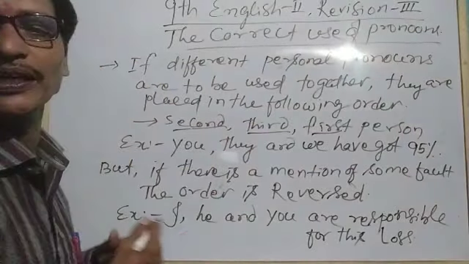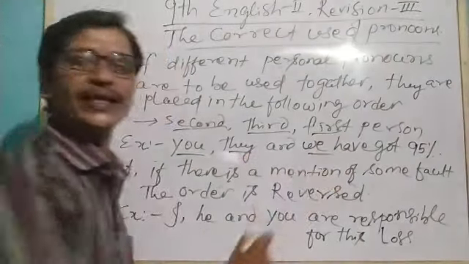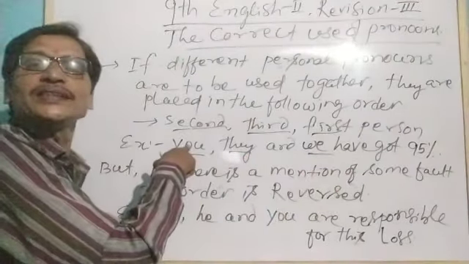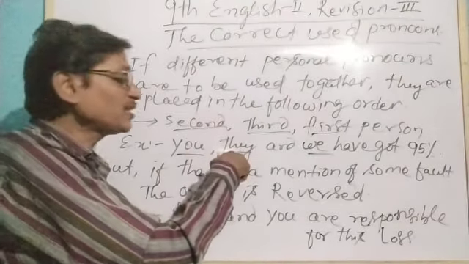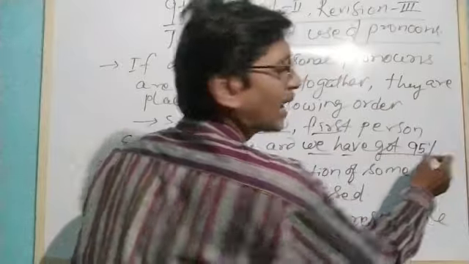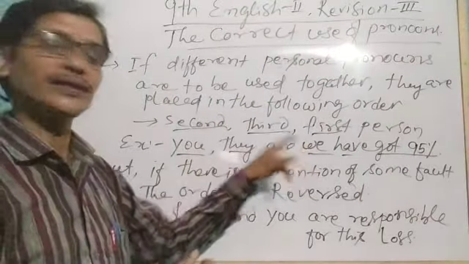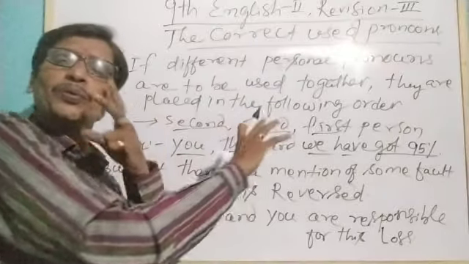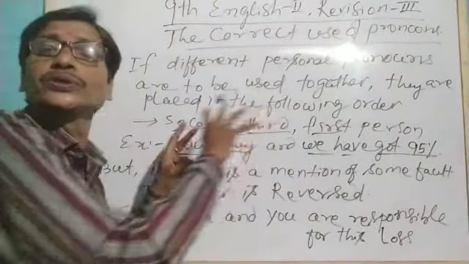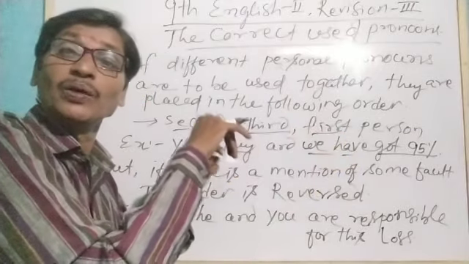As in the example given, you see. You, they and we. You is second person, they is third person, and we, the first person. You, they and we, there are more than two personal pronouns used together in this sentence. In this case, what will we do?